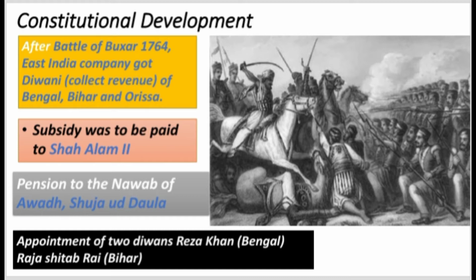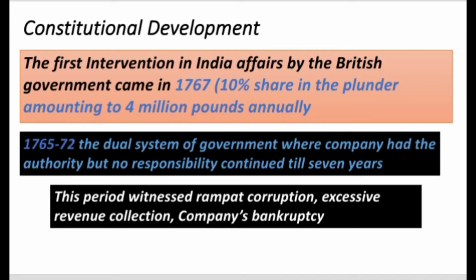for Bihar. The first intervention in Indian affairs by the British government came in 1767. It demanded a 10% share in the plunder, amounting to £4 million annually. Between 1765 and 1772, the dual system of government, where the company had the authority but no responsibility, and its Indian representatives had all the responsibility but no authority, continued for 7 years.